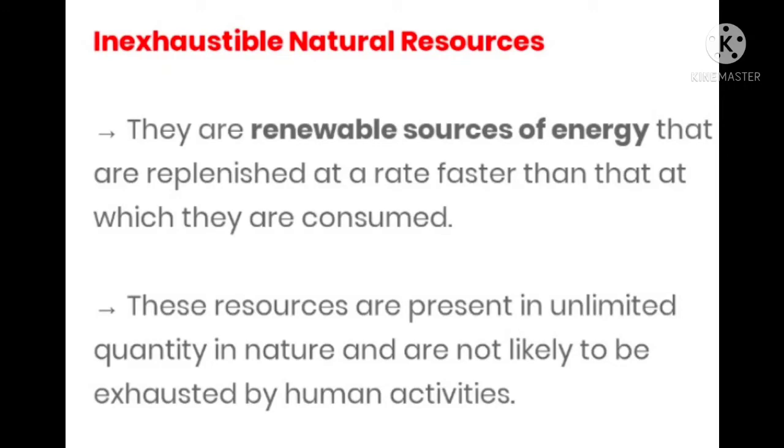They can't become extinct, they will never finish. That's why they come under inexhaustible or renewable natural resources. Examples are sunlight and air. These resources are present in unlimited quantity in nature and are not likely to be exhausted by any human activities. Any human activity can't finish them, so that's why they come under inexhaustible natural resources.